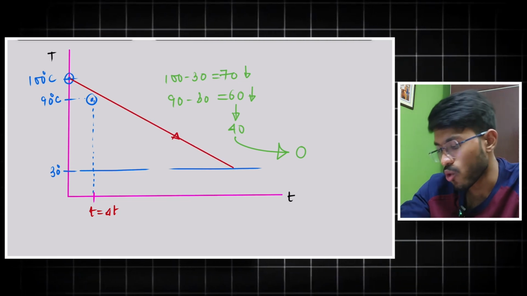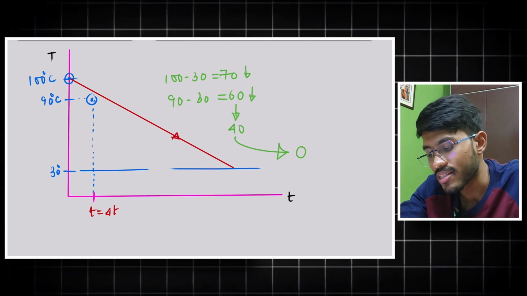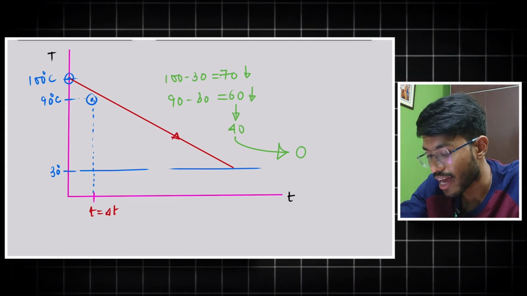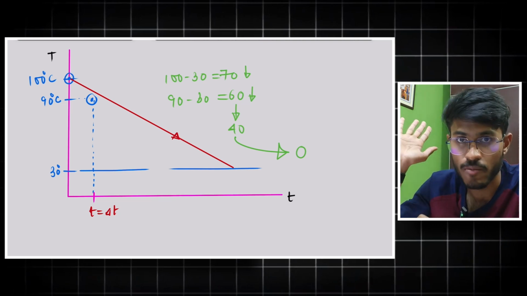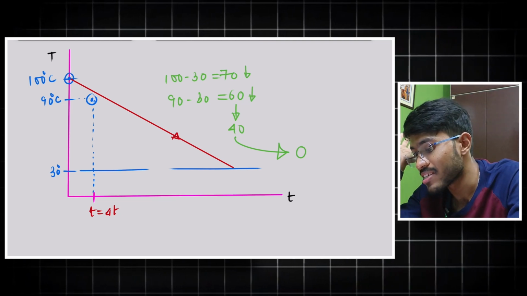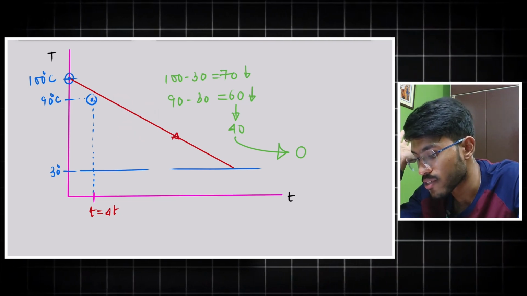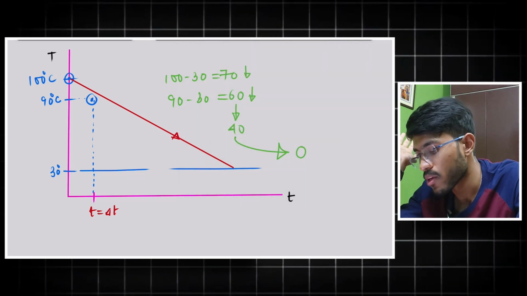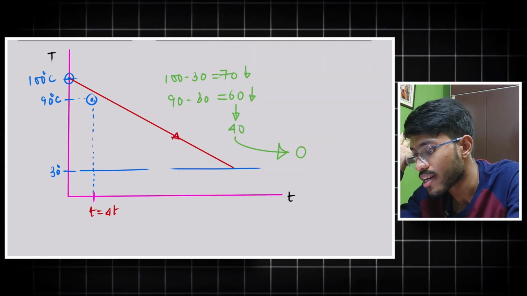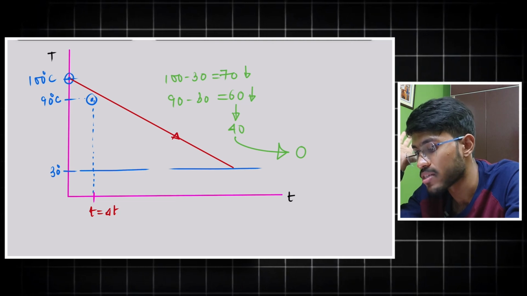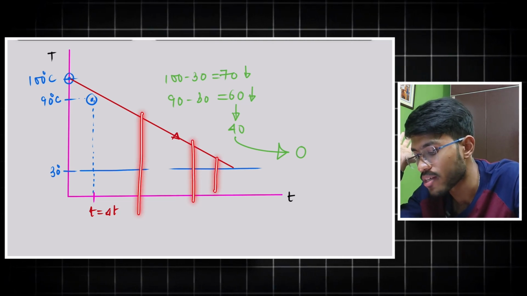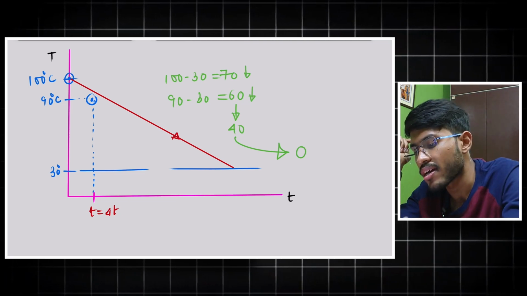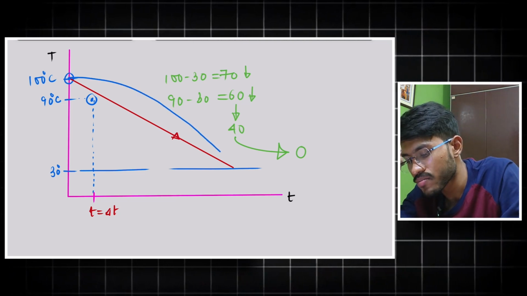So in this curve also the temperature is decreasing with time, and at a particular time it has reached the 30 degrees Celsius point. But this is not right. Why is it not right? Because at any point, the rate of change of temperature is the same. At any time point, the rate of change of temperature is the same. Now, another curve I can draw like this.